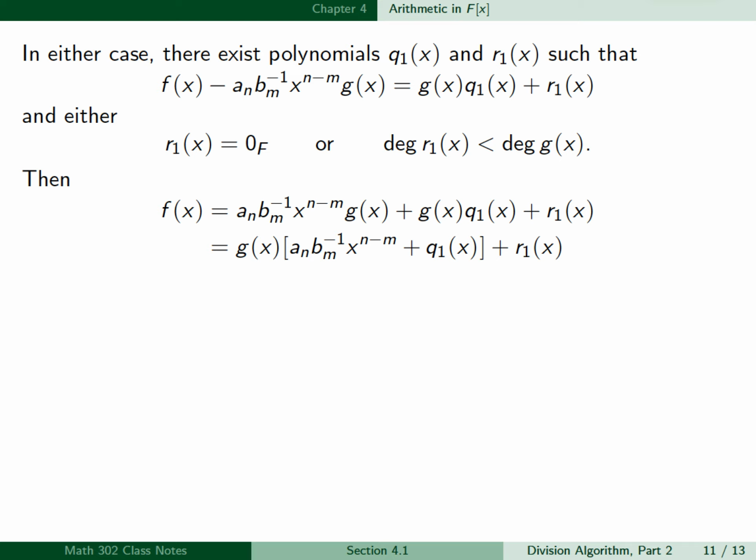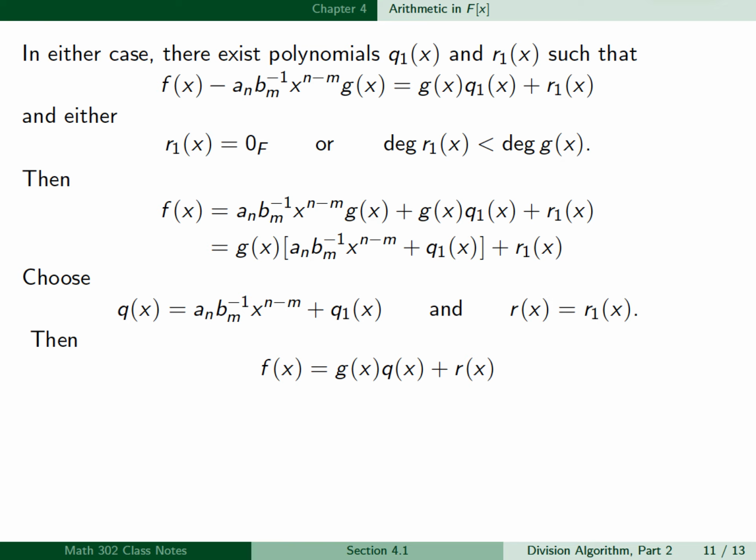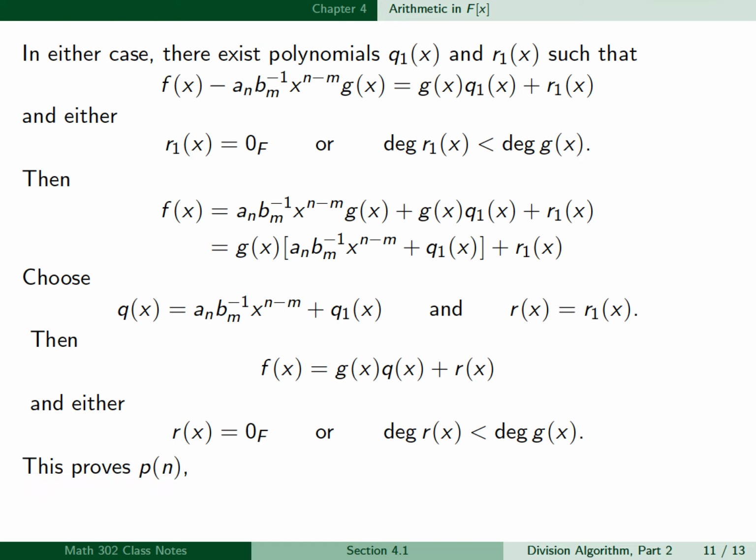And then we can choose q of x to be that polynomial in the brackets, so a sub n b sub m to the negative 1 x to the n minus m plus q1 of x, and we'll choose r of x just to be r1 of x, no change there for the remainder. So then f of x is equal to g of x times q of x plus r of x, and the remainder is either 0 or has degree strictly less than the degree of g of x. So this proves p of n. We've proved existence of our quotient and remainder satisfying the required conditions.